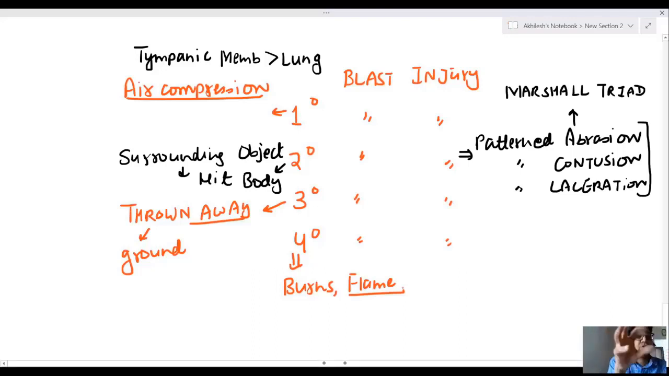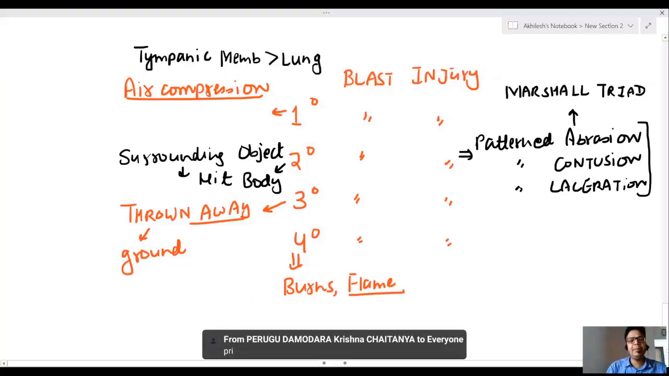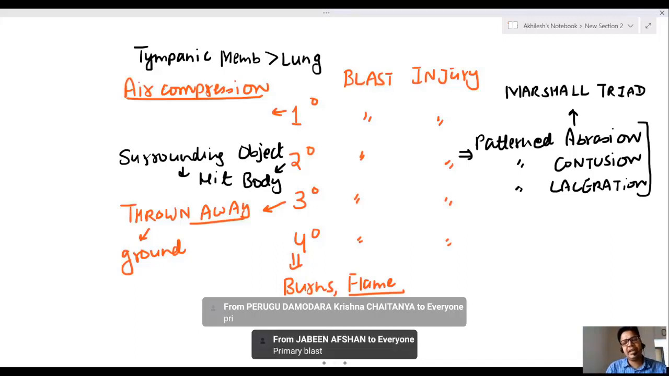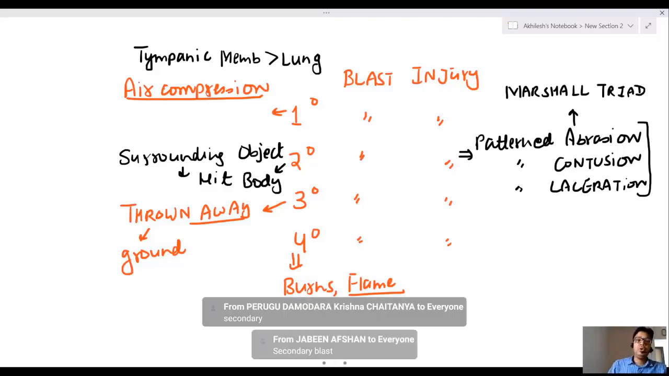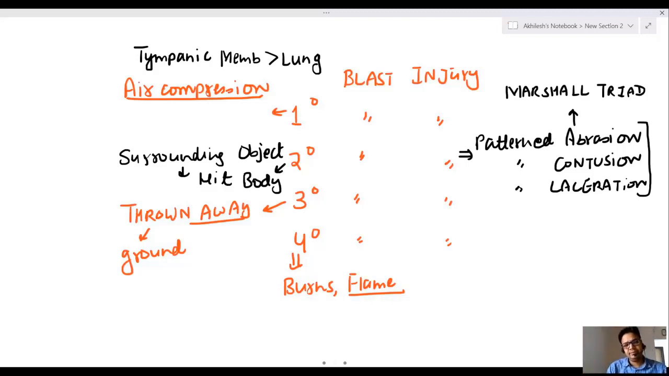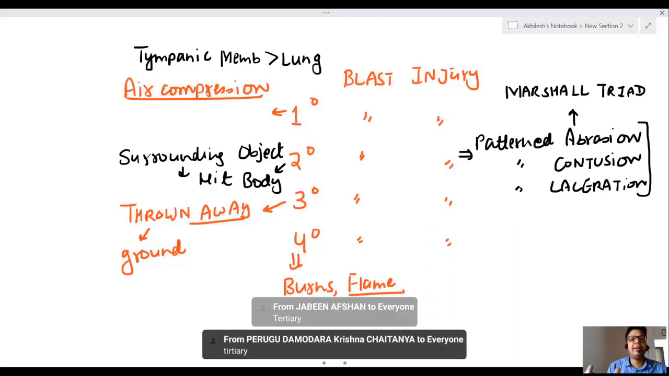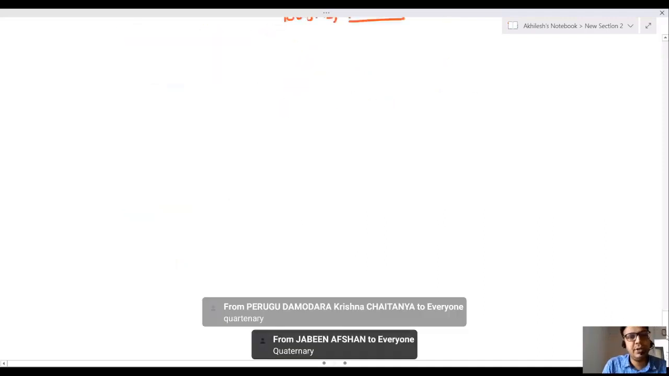Now you can get a question. Air compression surrounding air leads to which injury of the organ? Primary blast or secondary blast? Primary blast. Marshall's triad, because of object hitting you, is seen in which injury? Secondary blast. You are in air and then you hit the ground. Which injury is this? Tertiary blast. And flame and burn causing injury in your body, what is the name of that injury? Yes, it is quaternary blast. Very good. So these are the types of injury.